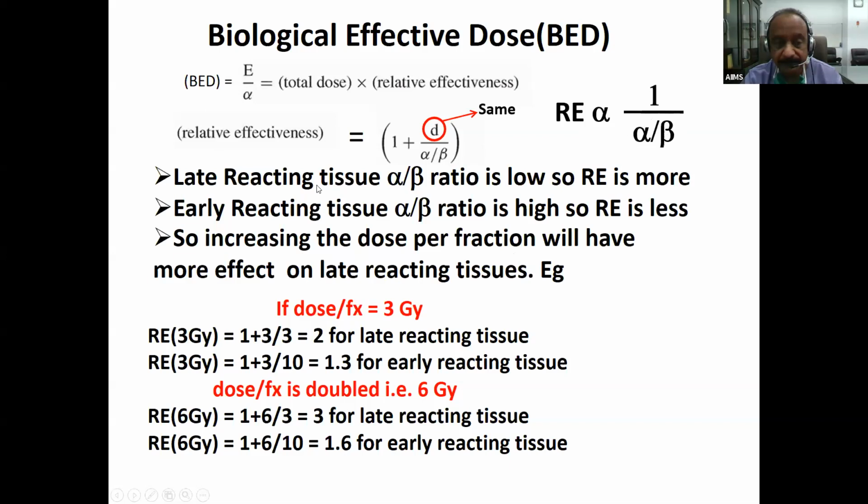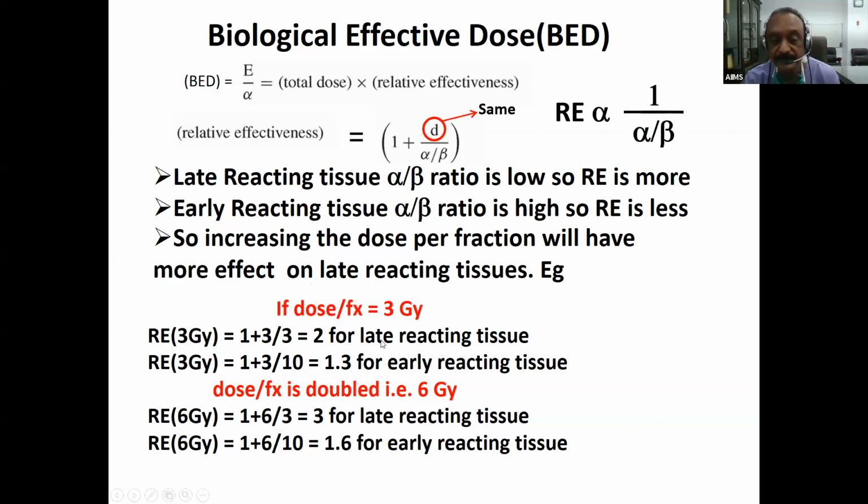So for late effect, if you calculate the relative effectiveness, it will be 1 plus dose per fraction, which is 3, divided by alpha beta ratio for late effect, which is 3. It comes out to be 2. For early effect, again calculate the relative effectiveness: 1 plus dose per fraction 3 divided by alpha beta ratio, which is 10 for early effect, and it will be 1.3. If you double the dose from 3 gray to 6 gray, again you can calculate the relative effectiveness for late effect. It is now 3. Relative effectiveness for early effect is now 1.6.